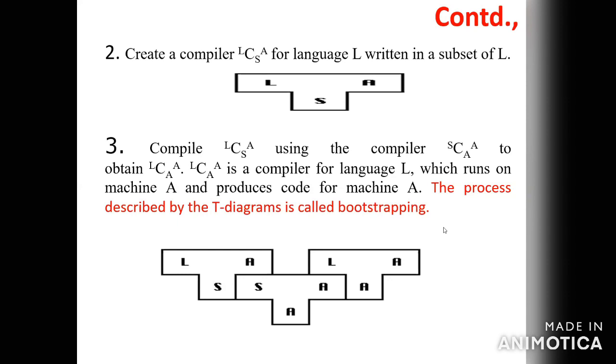So a cross compiler means a compiler which runs on one machine and produces the object code for another machine. It is referred to as a cross compiler. Okay, you got the idea now. So what is bootstrapping? What are cross compilers? Now you have the answer. So this is the bootstrapping technique and cross compiler.